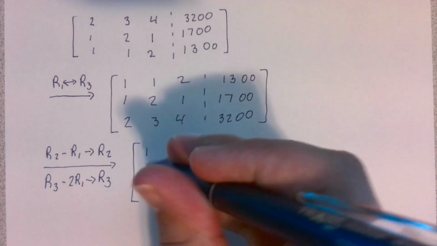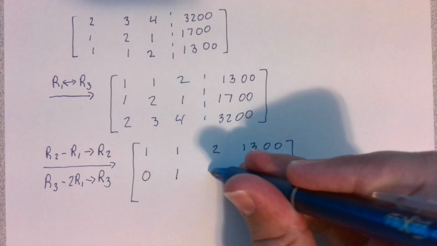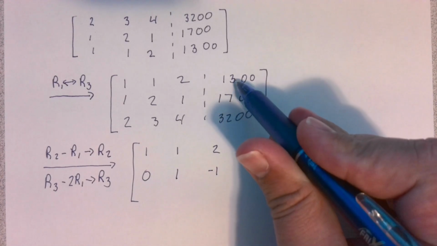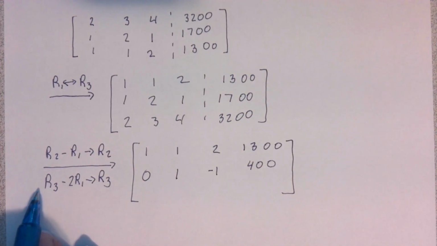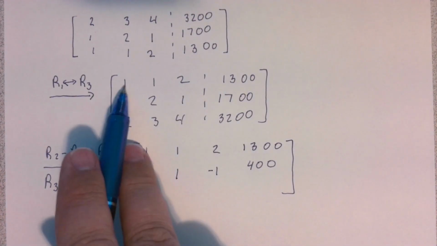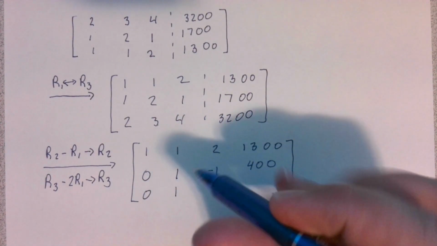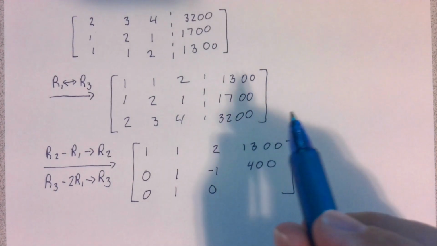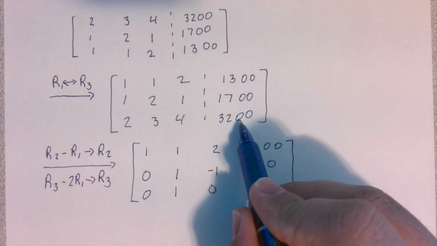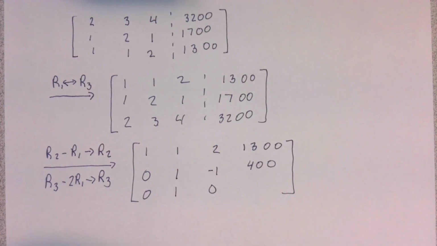1 minus 1. 2 minus 1. 1 minus 2. 1,700 minus 1,300. And then row 3 minus 2 row 1. So 2 minus 2 times 1. 3 minus 2 times 1. 4 minus 2 times 2. And 3,200 minus 2 times 1,300. Should be 600.